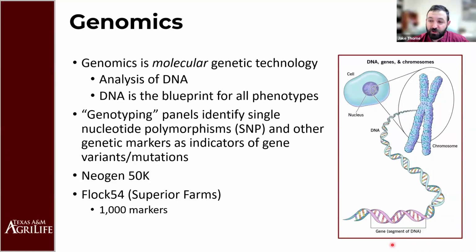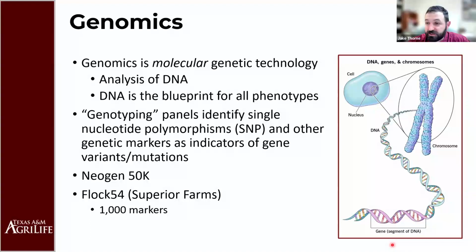And so to reduce that cost and still get pretty valuable information, there's genotyping panels out there that only look at a limited number of those base pairs. You might be familiar with something like a 50K panel or a 600K panel. Neogen has a 50K panel that's available for sheep and goats, for that matter, that genotypes 50,000 SNP or marker locations across that genome. So out of those 2.7 billion base pairs, it's going to look at what are the alleles at 50,000 of those spots.